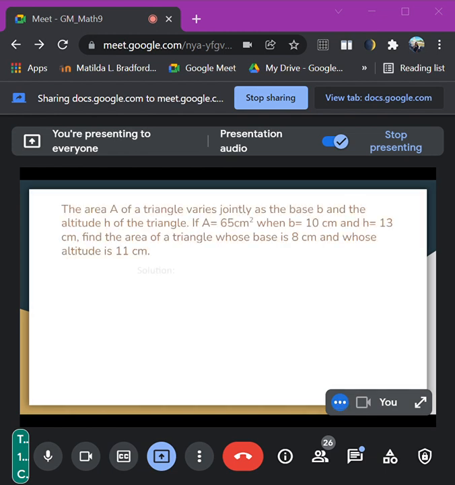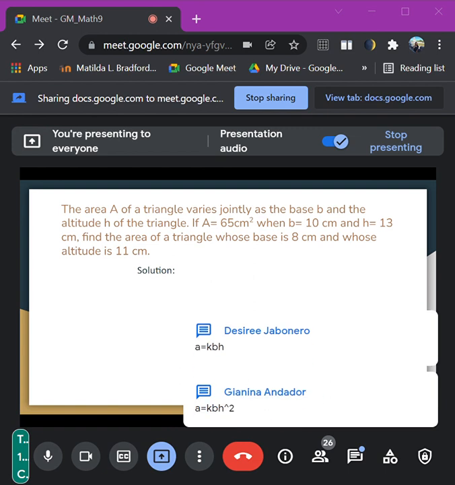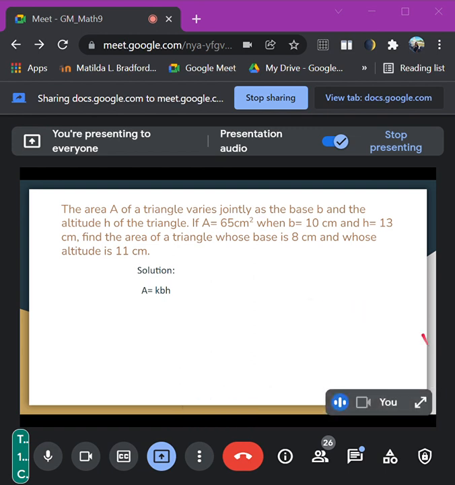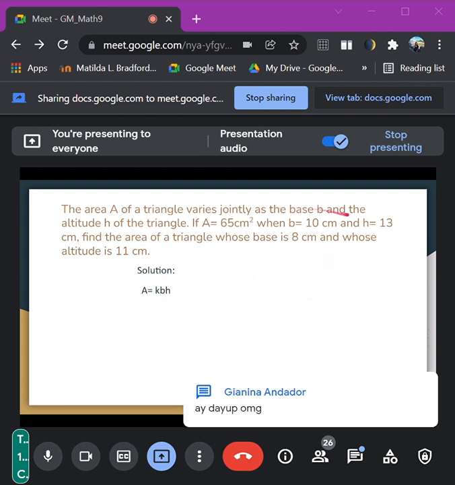Okay. Now, this time, class, this is the last example. The area of a triangle varies jointly as the base b and altitude h of the triangle. If the area is 65 cm squared when b is 10 cm and h is 13 cm, find the area of the triangle whose base is 8 cm and whose altitude is 11 cm. Now, you have A is equal to k times b times h.